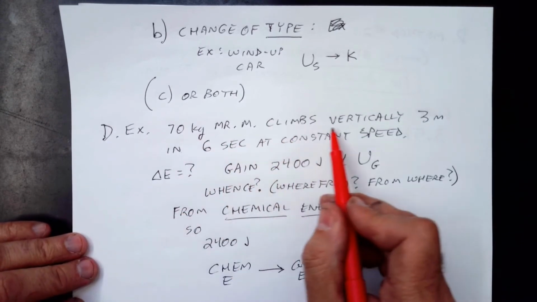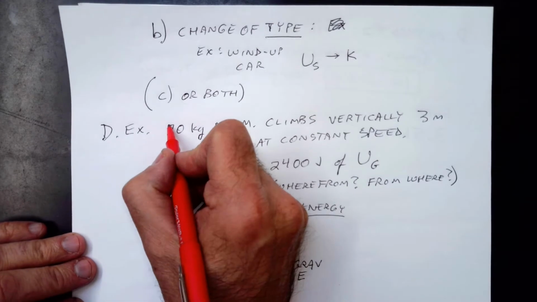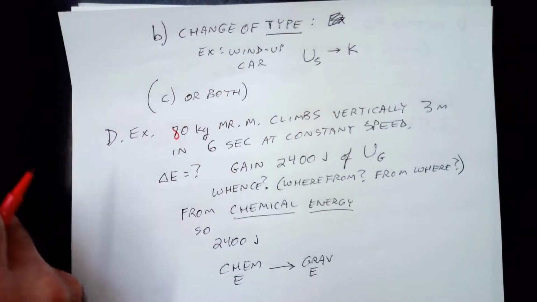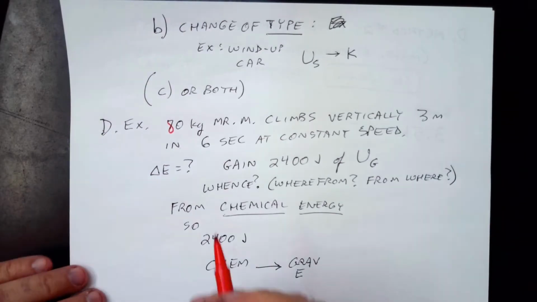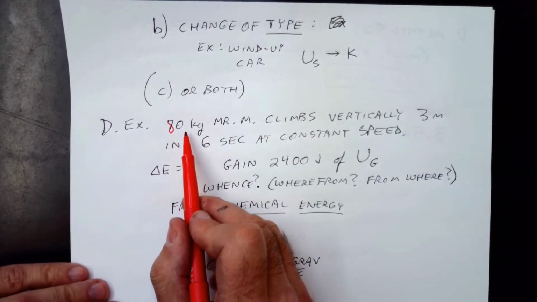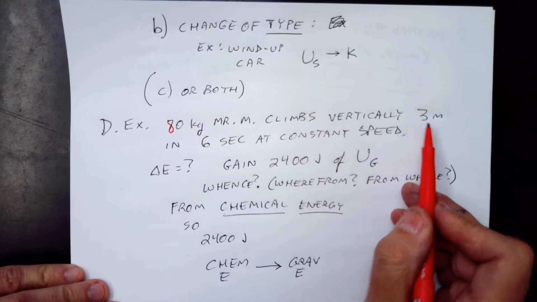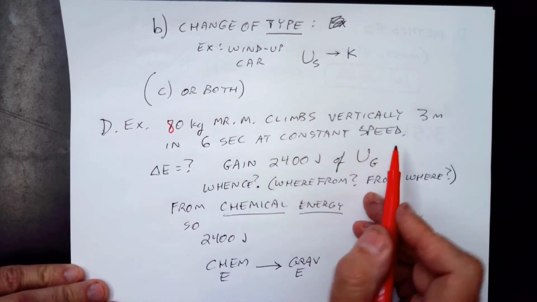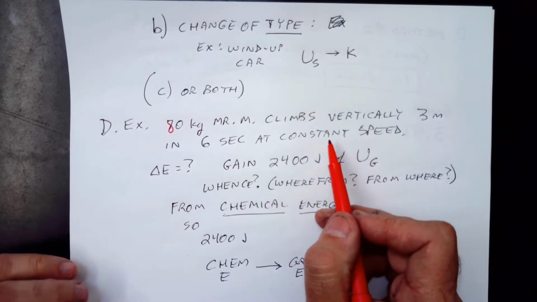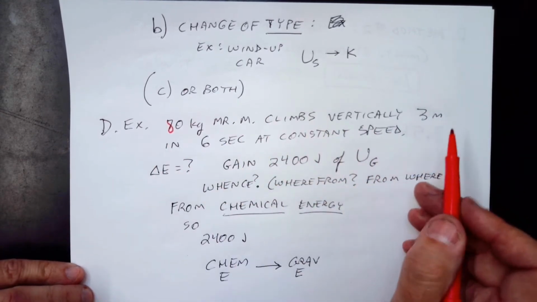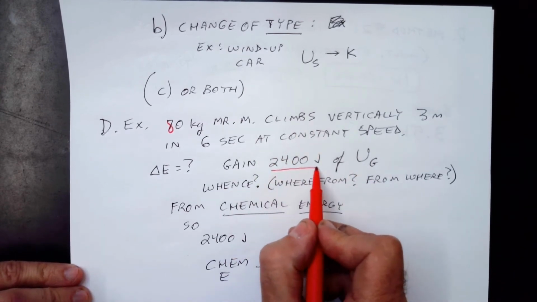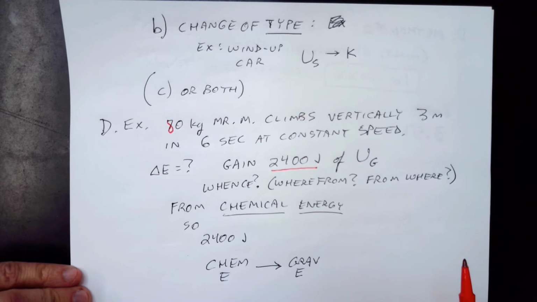All right, here's an example to think how to think about this as energy changing. Let's say I climb vertically, and let's make my mass 80 kilograms, because right now it's closer to 80 than it is to 70 after all the quarantine and not running and eating a lot of desserts. Let's say I climb vertically 3 meters in 6 seconds at constant speed. What's my change in energy? Well, the only type of energy I'm gaining based on this chapter is gravitational energy, and we can calculate using the formula that I've gained 2,400 joules of gravitational energy.